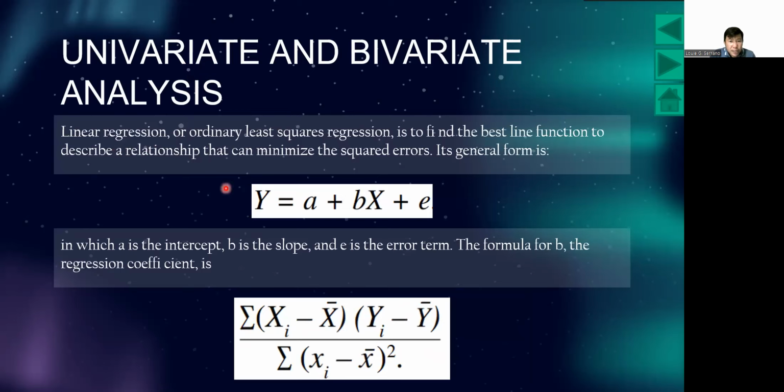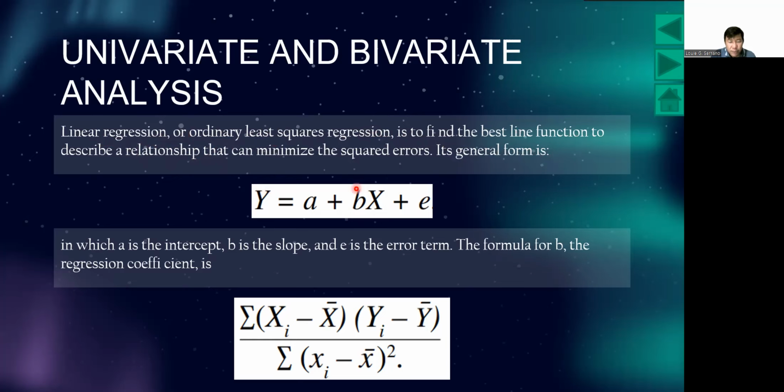So, linear regression. Pag linear yan, alam natin formula, ganyan lang: Y is equal to A plus BX plus E. Linear regression or ordinary least squares regression is to find the best line function to describe a relationship that can minimize the squared error. It's the general form.